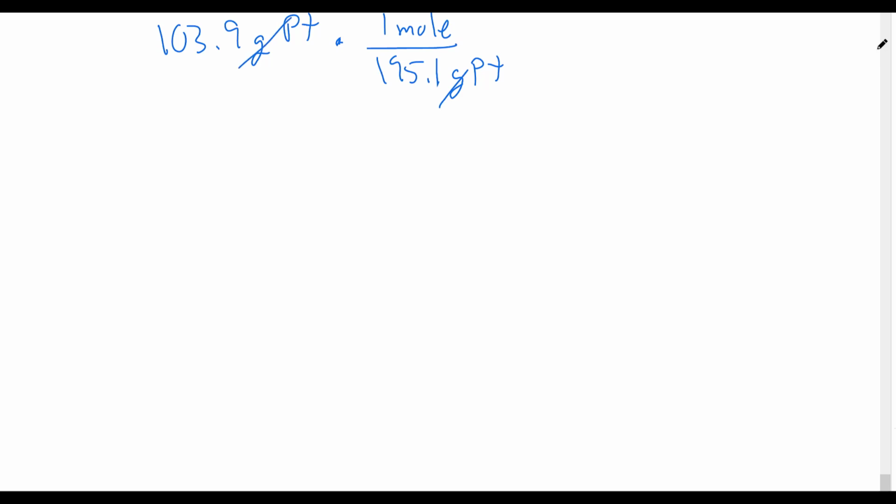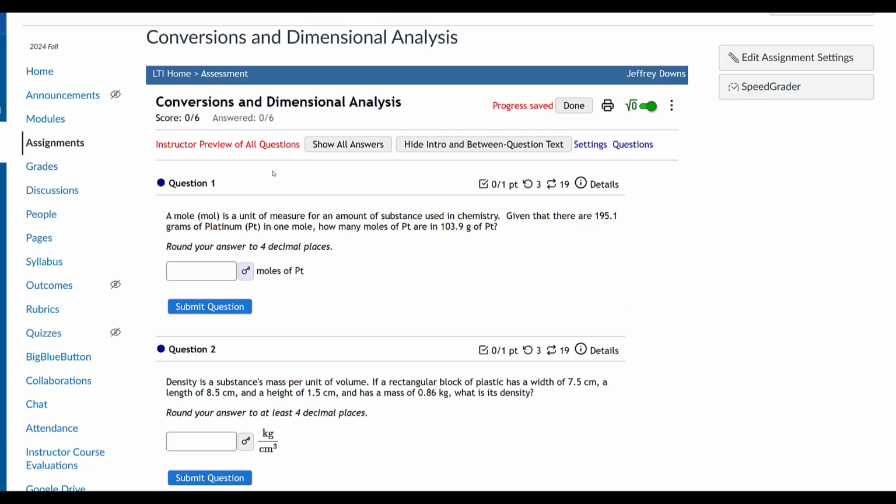So the grams are going to divide out. And then where to put my calculator? Here it is. And we're looking at 103.9 divided by 195.1. We end up with 0.5325. So I'll come back over to this one here. And 0.5325 is the answer. Look at that.